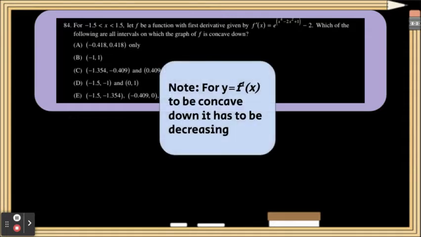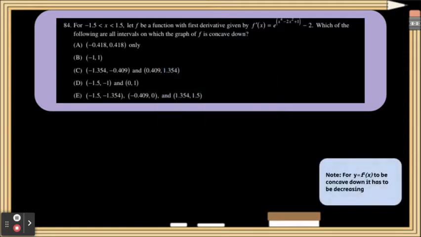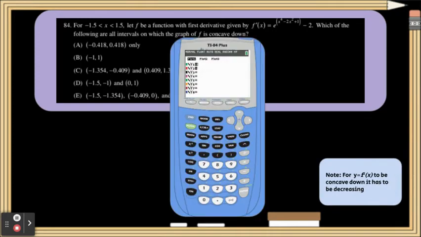So first you're going to want to note for all values, y equals f prime of x, to be concave down, it has to be decreasing. Then you're going to want to pull out your graphing calculator, and plug the f prime of x function into y1. This is the graph that is going to show up if you put your interval from negative 1.5 to 1.5, so you are only looking at what you need to look at and you don't get distracted by the other things going on in your graph.